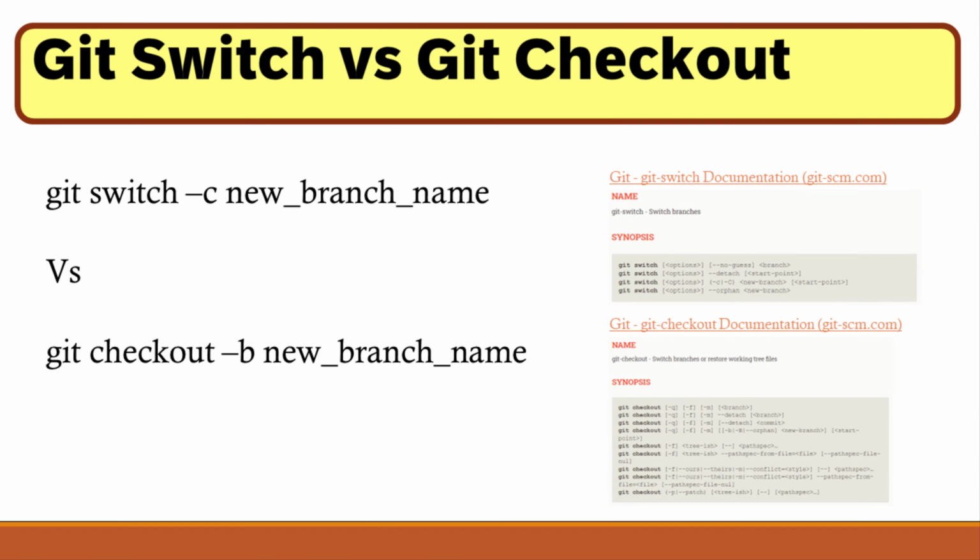Next, I want to talk about the two commands git switch versus git checkout. So the git switch -c followed by a new branch name for a new branch. That command combines the creation of a new branch and then switching to that branch in a single command, which is very similar to the git checkout -b new branch name command. And the reason for this is git switch is a newer command than git checkout. And due to git checkout being used for multiple things, it was a little bit confusing.